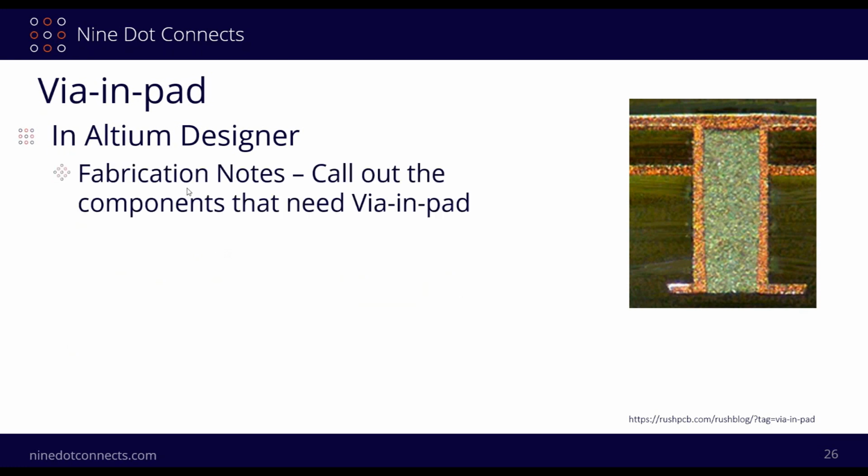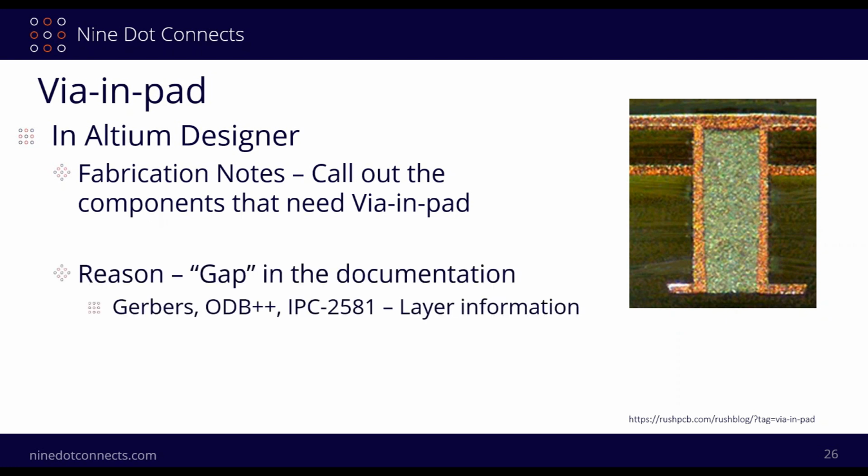The only way you're going to get this called out is through the fabrication notes. And that's what you're going to have to tell them. You're going to tell them which component or components require the via in pad. Okay? And why is that? Well, if we think about it, there's a gap in the documentation.